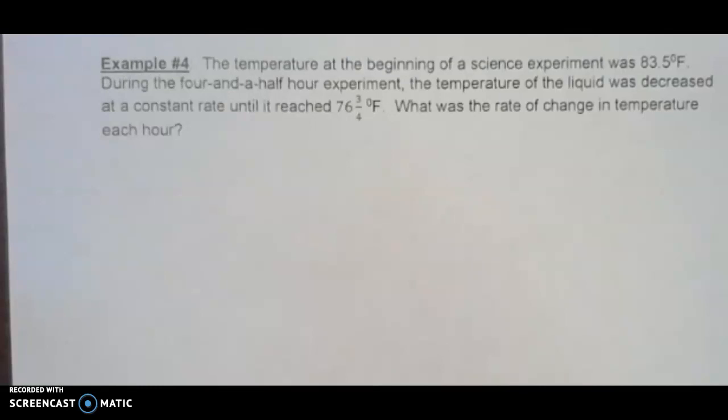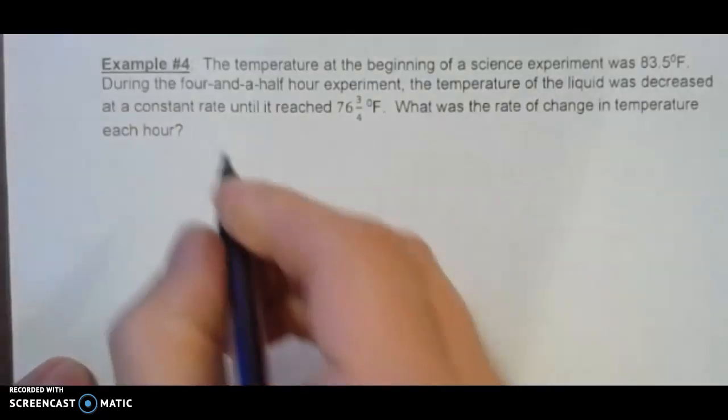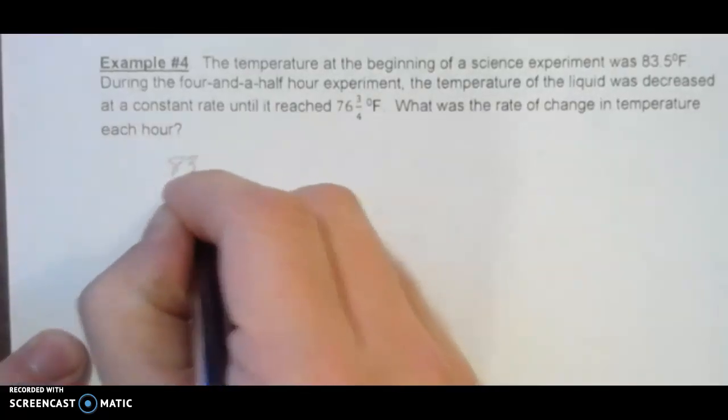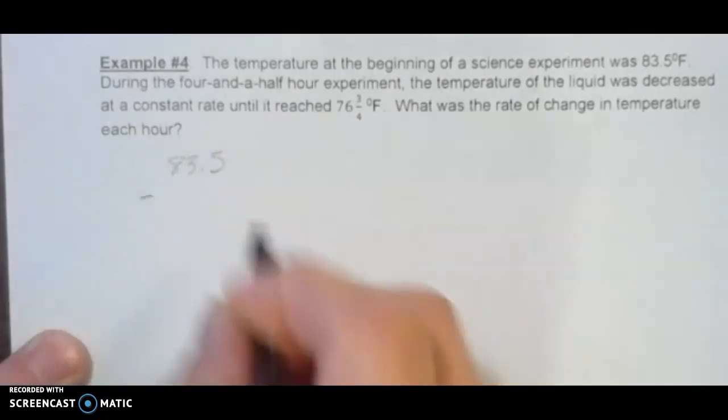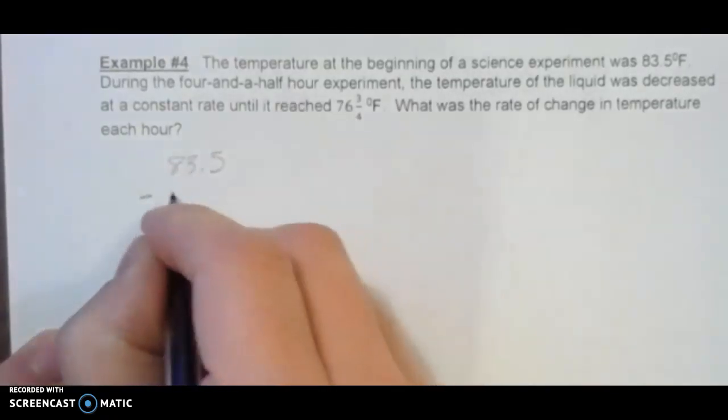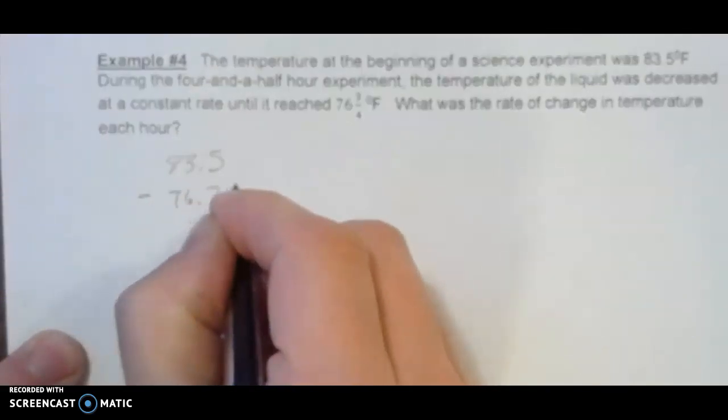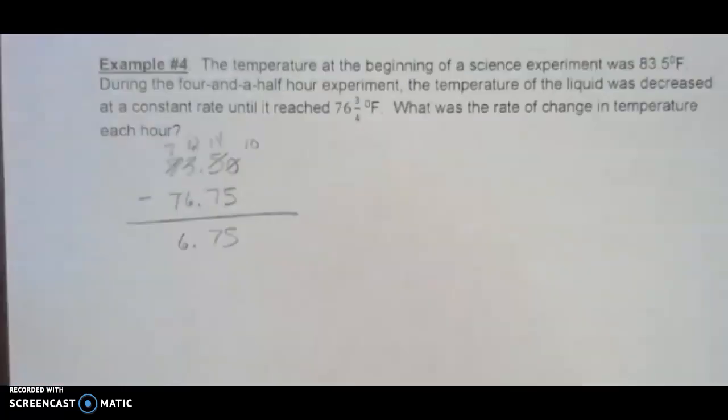Example 4 says that the temperature at the beginning of a science experiment was 83.5 degrees Fahrenheit, and during the 4.5-hour experiment, the temperature of the liquid was decreased at a constant rate until it reached 76.75 degrees Fahrenheit. What was the rate of change in the temperature each hour? In order to figure that out, we first must figure out what was the total change in temperature. So I'm going to go ahead and subtract my starting temperature and my ending temperature. 76.75 is the same as 76 and 75 hundredths. So let's first figure out what this change is going to be.